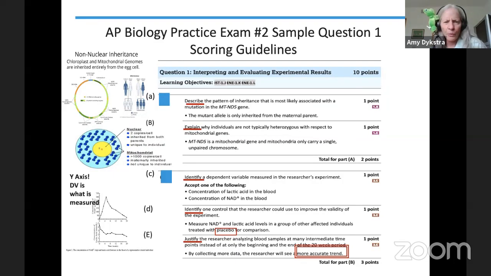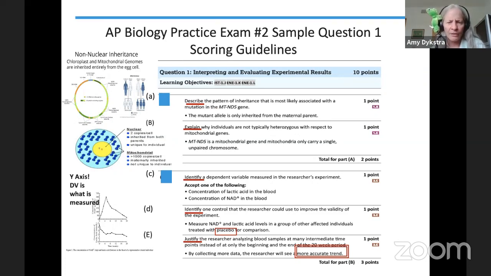And notice that when there is a describe, usually we are looking for more than one thing. So we are saying that it's inherited only from the maternal parent, or the maternal parent passes it on to all of her offspring. So that is a describe what's happening. Part B is an explain.